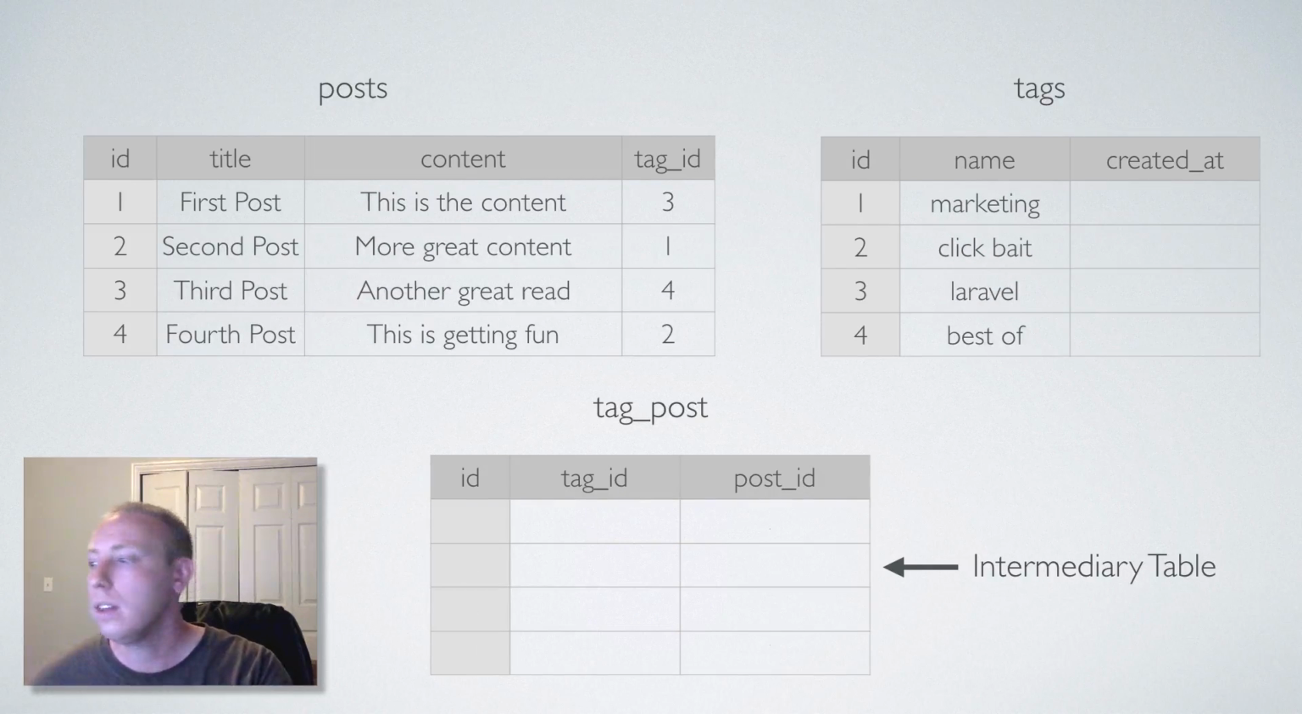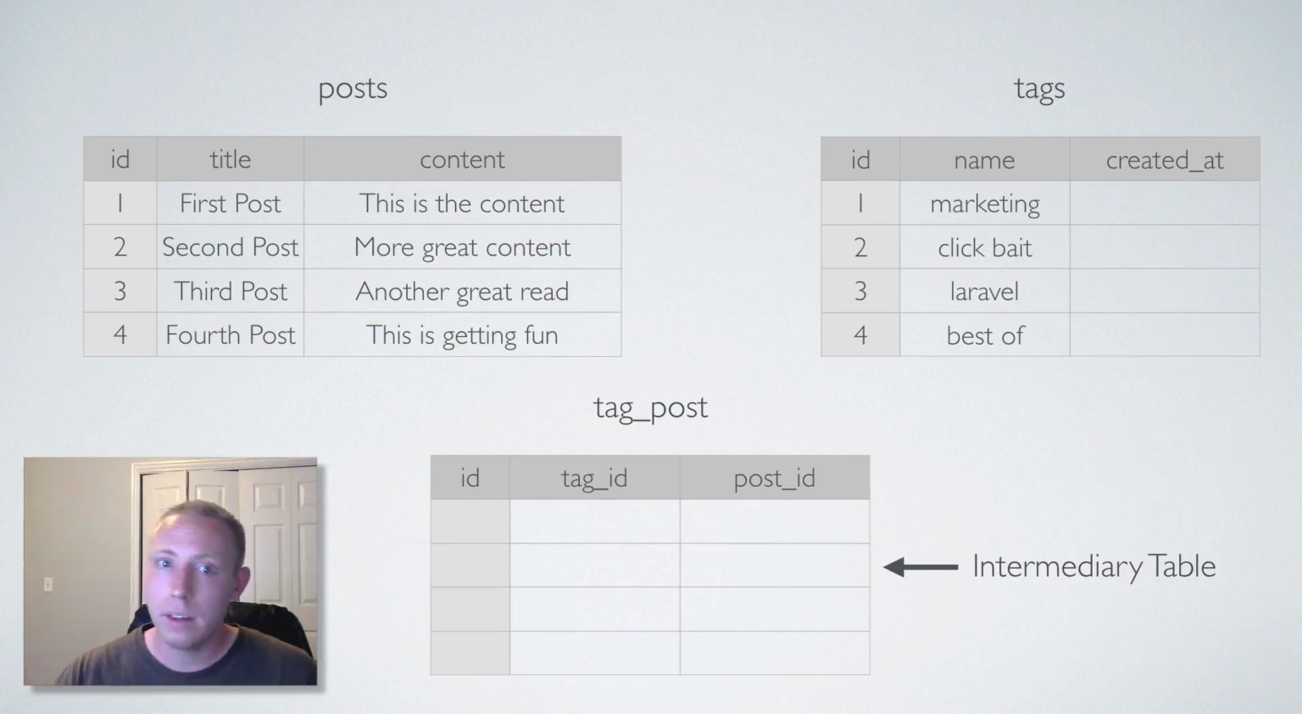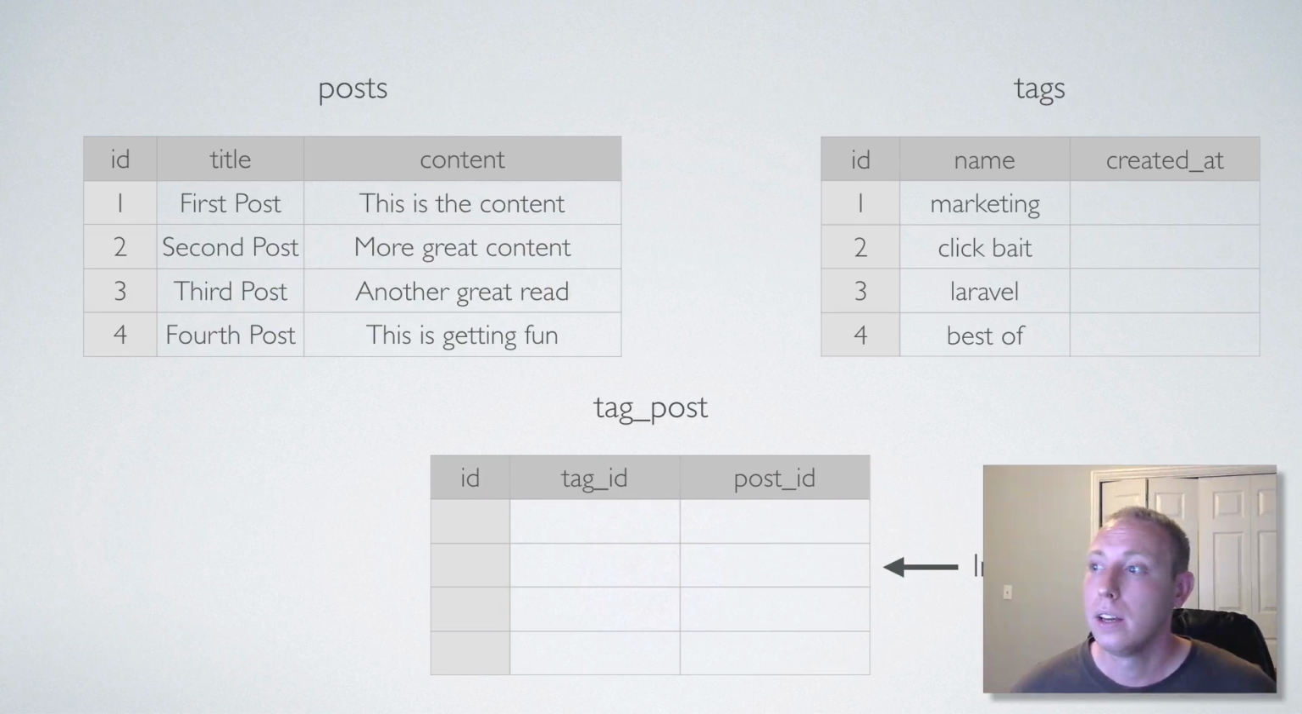So the way it kind of works is basically you're going to have this third table, okay? So we've got our tags table. It's going to store all of our tags. We've got our post table, obviously storing all of our posts. And we can get rid of the tag ID because we don't need that here. And then we've just got this third table that's going to bridge the gap.